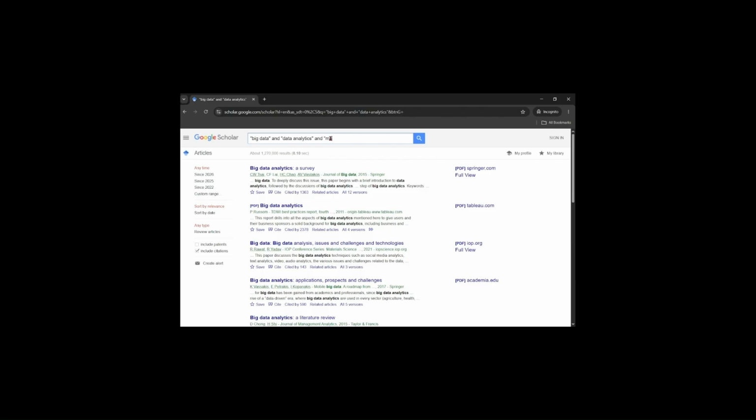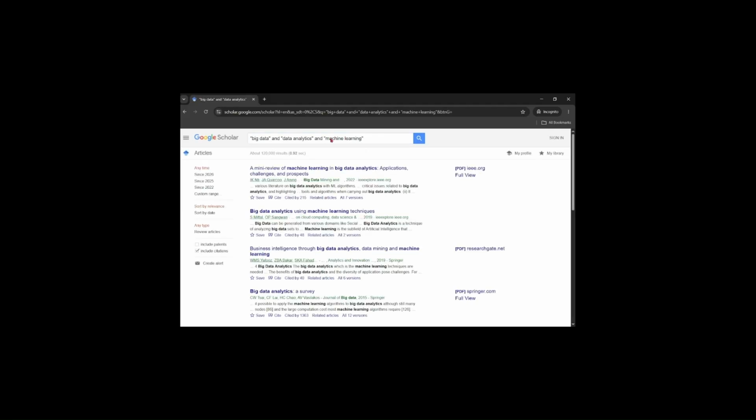This time, we add machine learning. Our search now becomes big data AND data analytics AND machine learning. We now have two AND operators connecting three different concepts. This means that we are looking for research that is relevant to big data, data analytics, and machine learning. Adding this third concept makes the search more targeted.